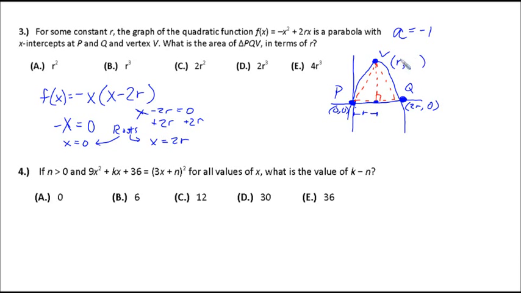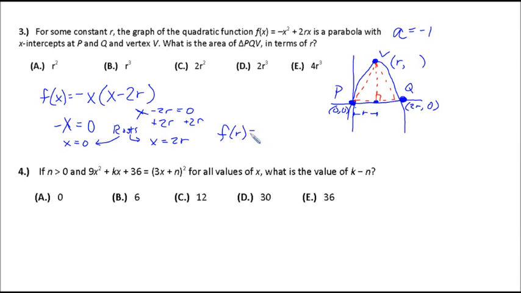We want to find the y-coordinate of the vertex so that we can get the height of that triangle. The easiest way to find the height of that vertex is to plug r back into this original function, and it'll give us the value at r. So what we're doing is we're going to evaluate f of r.